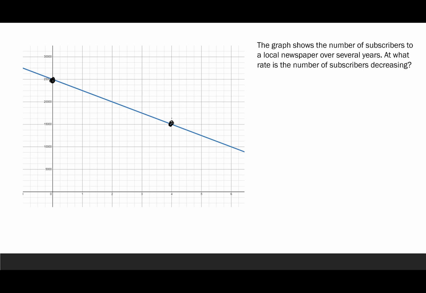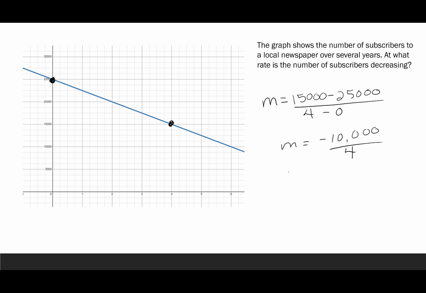So what are we calculating? We want to know the rate it's decreasing, so we're doing the slope. So I'm going to write the slope. So it's the change in y, so let's do 15,000 minus 25,000 over the change in x, that's 4 minus 0. So 15,000 minus 25,000, we have negative 10,000 over 4. And this says our slope is negative 2,500. What does that mean? We are losing 2,500 people a year, or 2,500 subscribers.